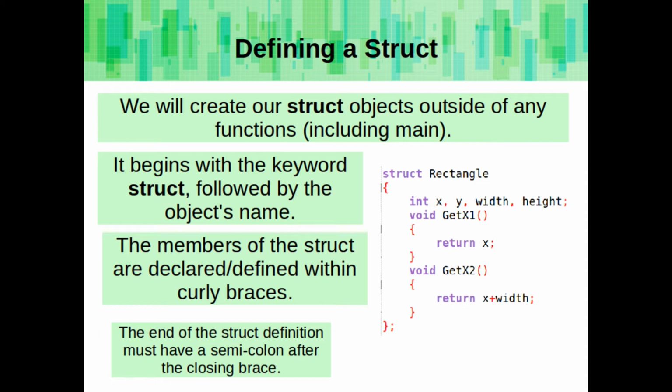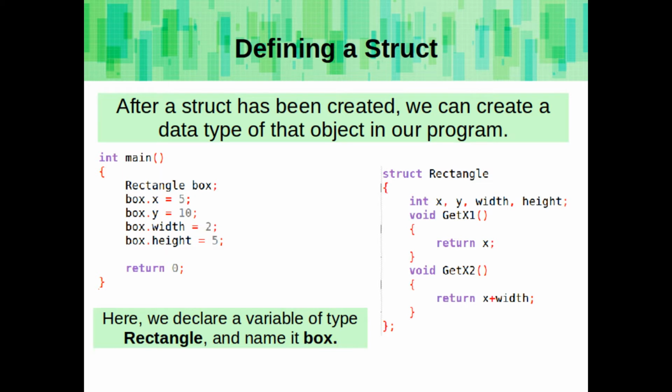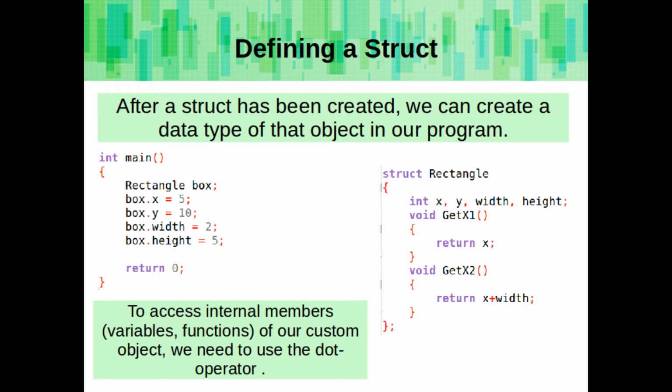It begins with the keyword struct, followed by the object's name. The members of the struct are declared or defined within the curly braces. The end of the struct definition must have a semicolon after the closing brace. After a struct has been created, we can create a data type of that object in our program. Here we declare a variable of type rectangle and name it box. To access the internal members, the variables and functions, of our custom object, we need to use the dot operator.